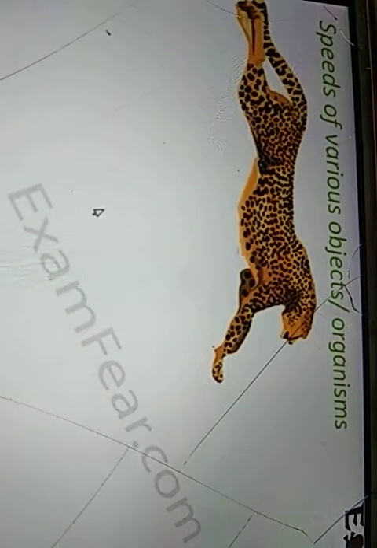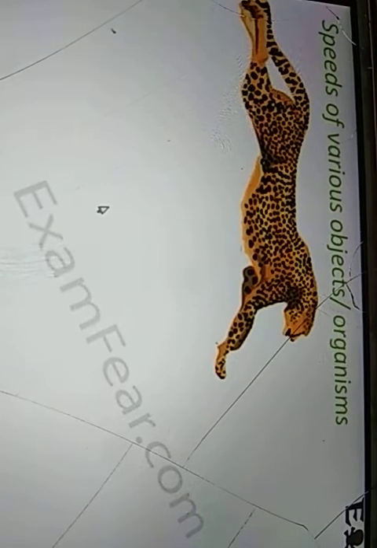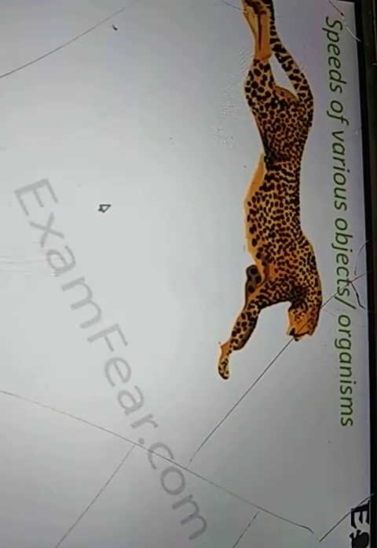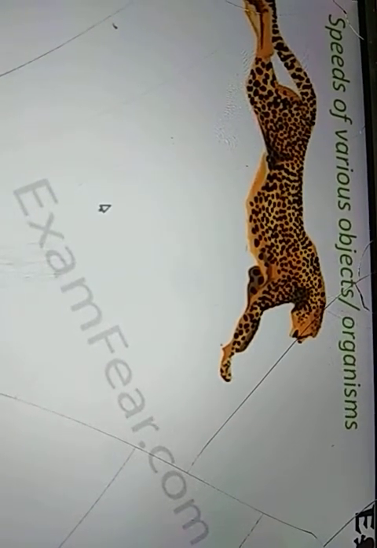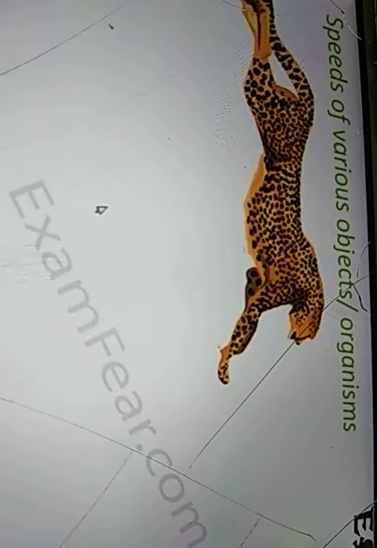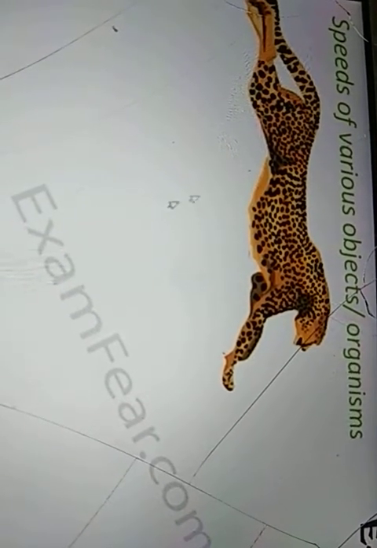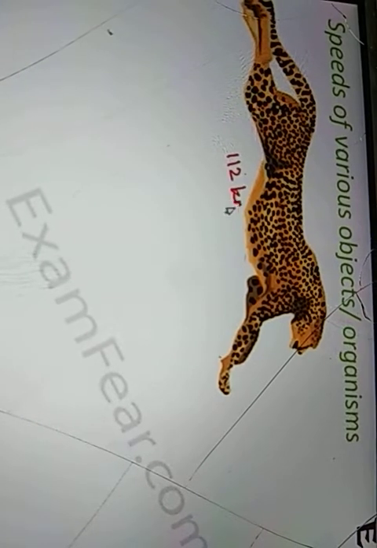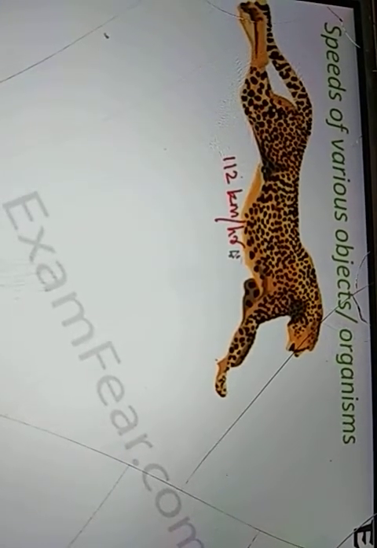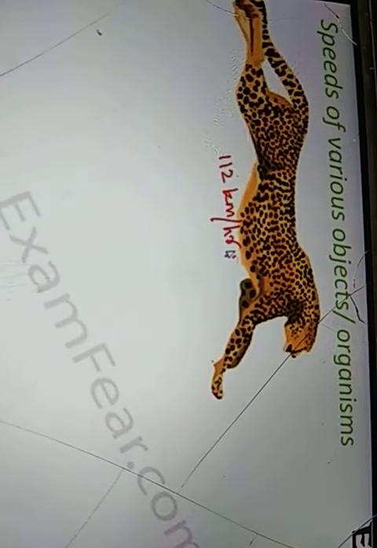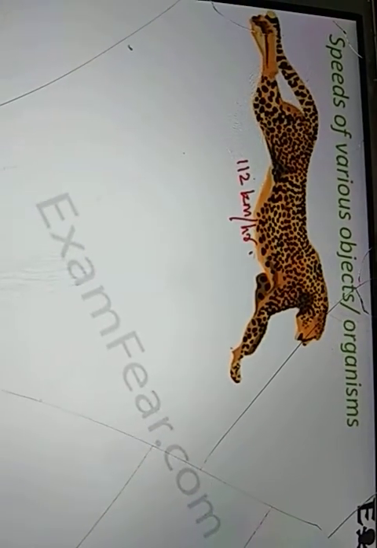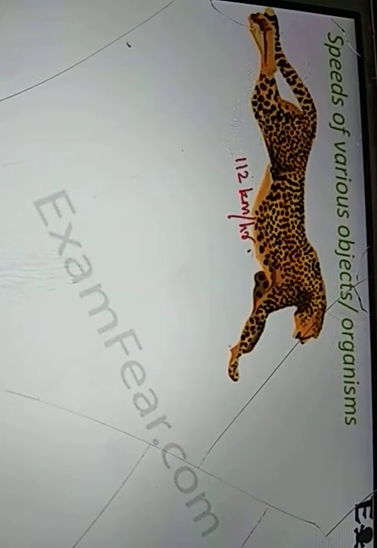Now, when we talk about speed, it is not only vehicles which we can think of. We also talk about animals. For example, the cheetah, which is very much known for its speed. It is one of the fastest animals on land. Its speed is 112 kilometer per hour. That is a huge speed. Then you talk about human beings. Normally human beings have an average speed of 40 kilometer per hour.